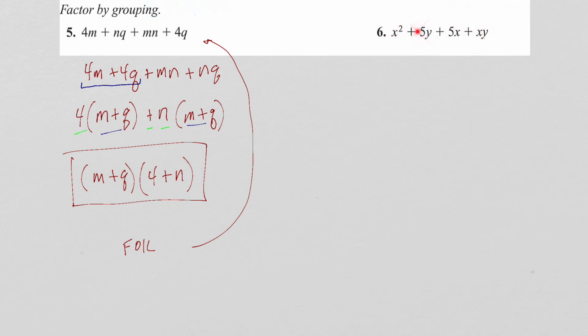For number 6, the order doesn't work because this doesn't have anything in common. So I'm going to rewrite this. I see an x here, so I'll pair this with this. So I have x squared plus 5x. I've already done those. Now between the other two, this has a coefficient of 1. This is a bigger coefficient. So I'm going to put the smaller coefficient first, then the bigger coefficient. So I'll put plus xy plus 5y.